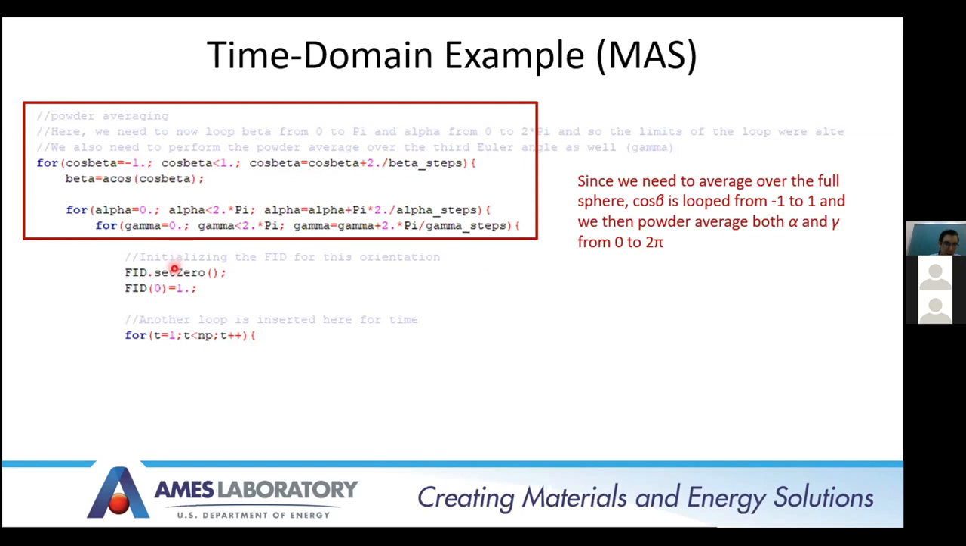So inside this loop is where we start the calculation of the FID. We set the FID for that orientation to 0 and the first data point to 1. And then we have a fourth loop here. You'll notice that for the frequency domain calculation, we only needed two nested loops. For the time domain calculation, we need four loops. So this is a more expensive calculation. And we loop time from 1 to NP, since the first element is already calculated.